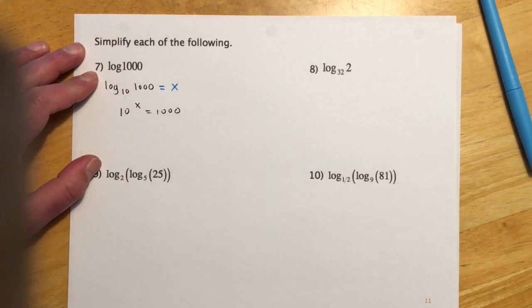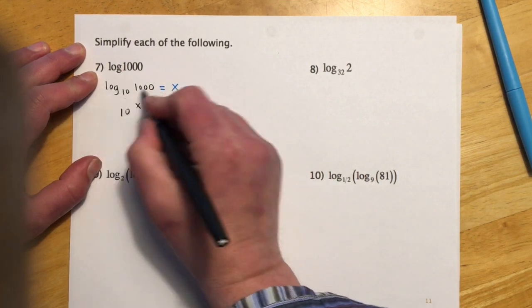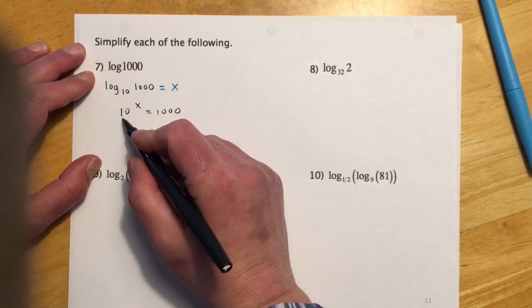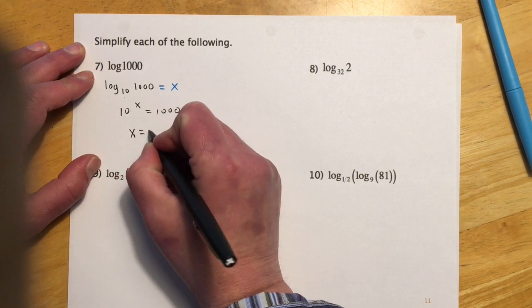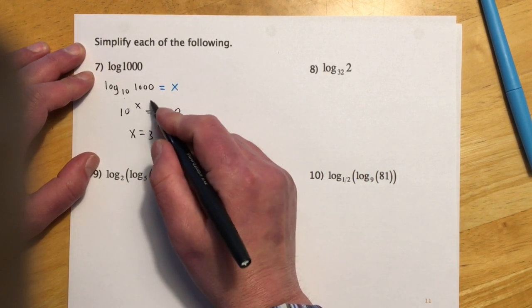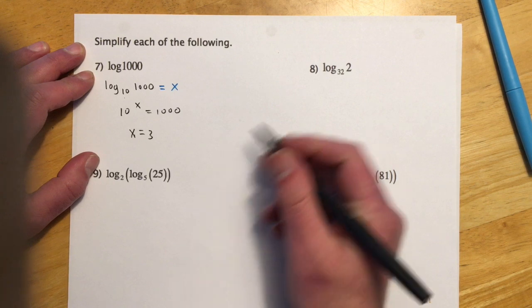And it might be easier to look at it written in this order rather than in this order. It's the same thing. Either way, x has to be 3, because 10 times 10 times 10 is 1,000.